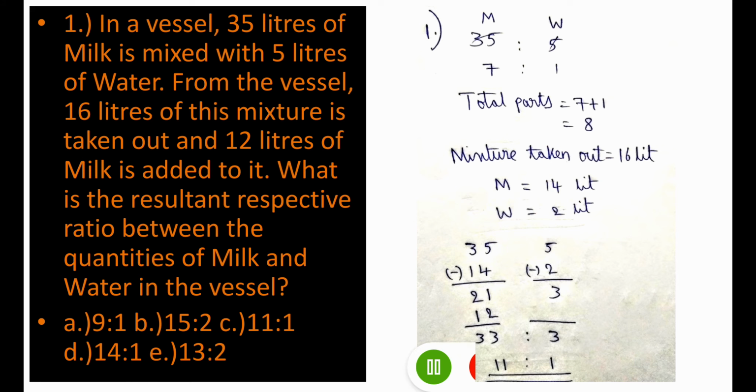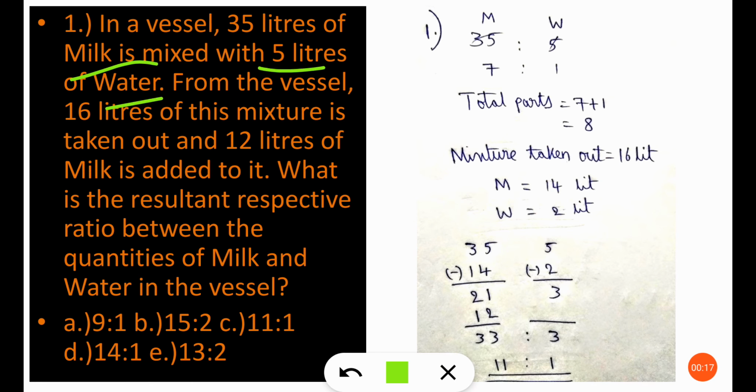In this video we are going to discuss some more aptitude problems and solutions. So let's get started. The first problem is: in a vessel, 35 liters of milk is mixed with 5 liters of water. From this vessel, 16 liters of this mixture is taken out and 12 liters of milk is added to it. What is the resultant ratio between the quantities of milk and water in the vessel?